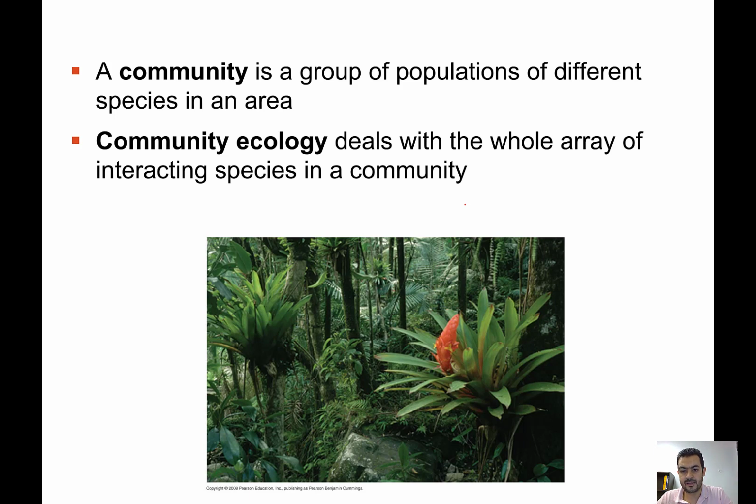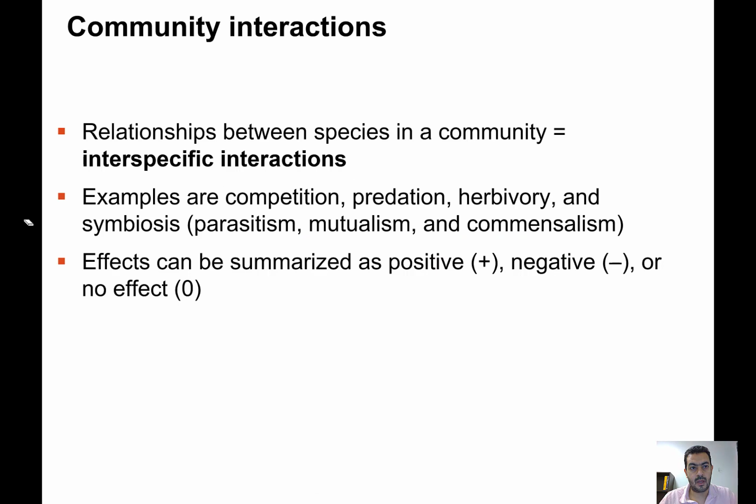And as you can see, while we study different populations, the main aim is to focus on the different interactions that are occurring between these populations. So different arrays of interaction is the aim of community ecology, and that's why in the coming few slides we are going to deal with different types of interactions. These interactions are taking place between members of different species in the community.